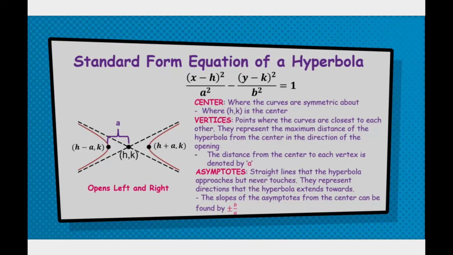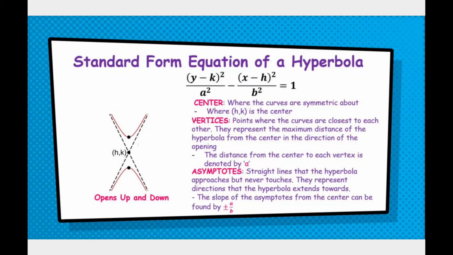Another thing we need to look at is that this graph happens to open left and right. Just like with an ellipse, we had a horizontal ellipse and a vertical ellipse. Well, with hyperbolas, our graph can open left and right like this one, or it can open up and down like this one. So the characteristics are pretty much the same here. Our formula looks a little bit different.